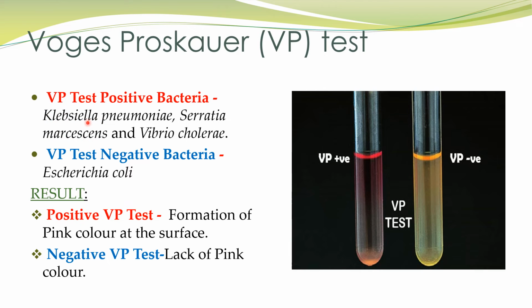Examples of VP test positive bacteria are Klebsiella pneumoniae, Serratia marcescens and Vibrio cholerae, and VP negative bacteria is E. coli. Remember one thing: the MR positive is negative in the VP test and the MR negative is positive in the VP test. The result in the positive VP test shows formation of pink color at the surface. This is a positive test, and the negative VP test shows lack of pink color, and this is the VP negative test.